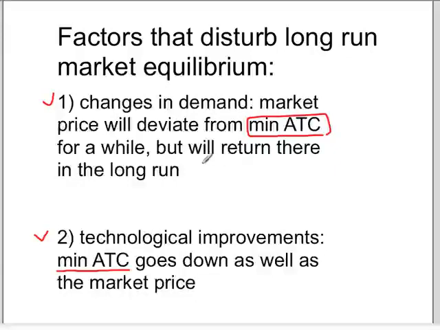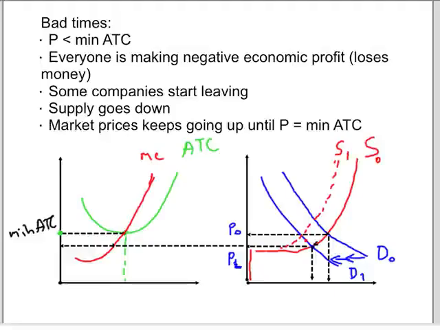And as I said, that could be changes in demand, which will result in the market price going above or below minimum average total cost. And we will see that in the long run, the price should go back to this level. And another possibility you can think of is changes in technology that will improve productivity. It will drop minimum average total cost below its original level. And well, what will happen in this case? The market price will just follow this reduced minimum average total cost.